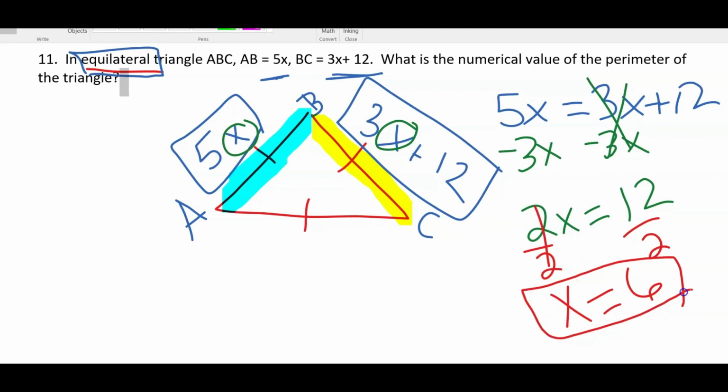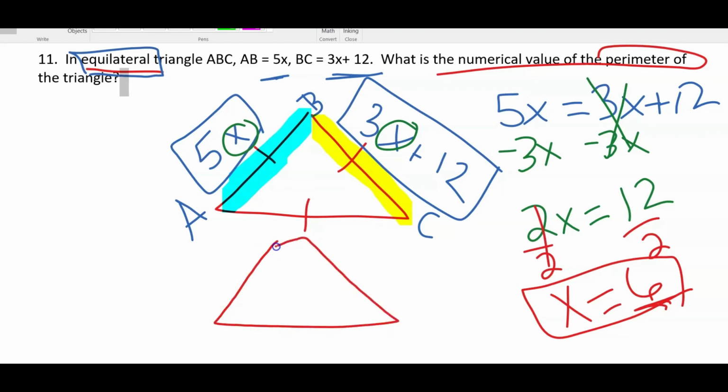They did not ask me to solve for x. They asked me to find the perimeter. So 6 is x, but that's not the perimeter. I'm not adding all 3 sides and getting 6. But I do have a number now, 6, that I can plug in for x. This side of the triangle here was 5 times x. Well, I now know that x is 6. Right? And I just need to know 5 times 6 is going to give me 30.